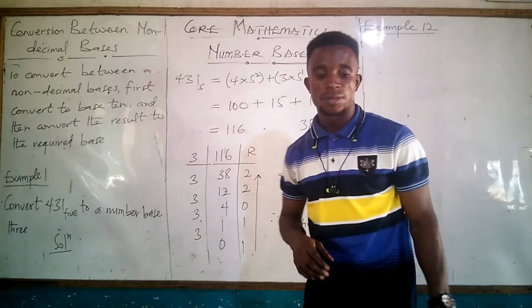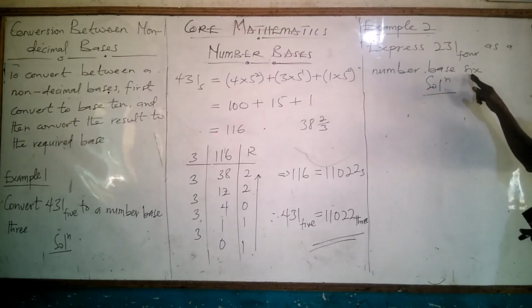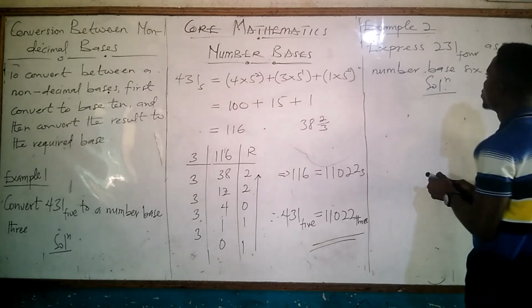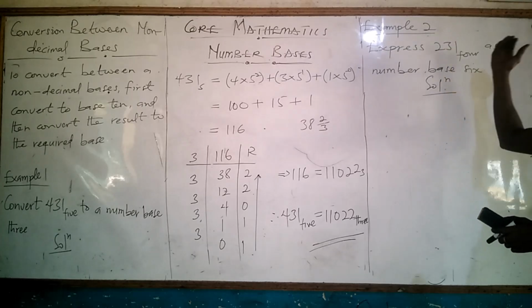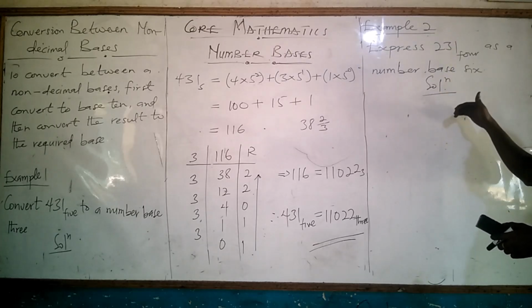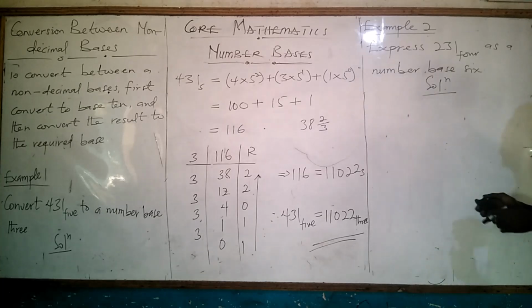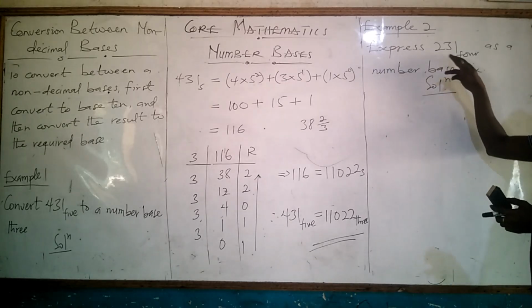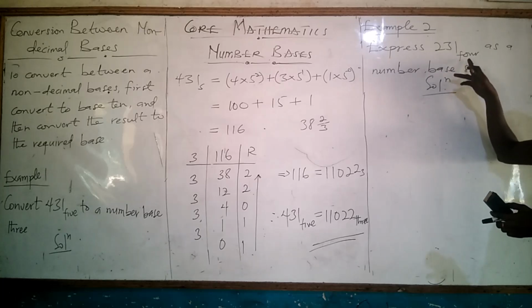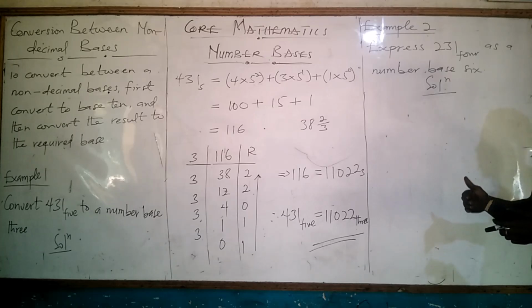Okay, so that is that one. So we are expressing this one as what? A number in base 6. So the first thing we do is to convert this one to base 10. Then we convert our result into what? Base 6. Okay, so let's proceed. So I said the first thing we do is to convert this one, that is 231 base 4, to base 10. Then we convert the result to base 6, which is the required base.